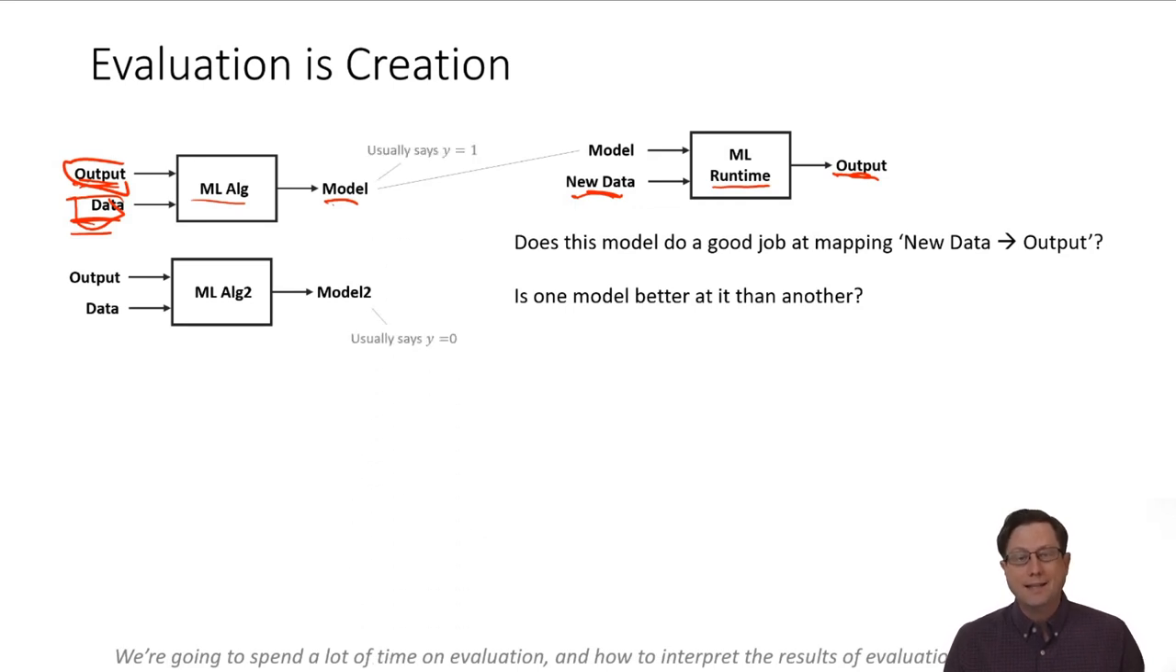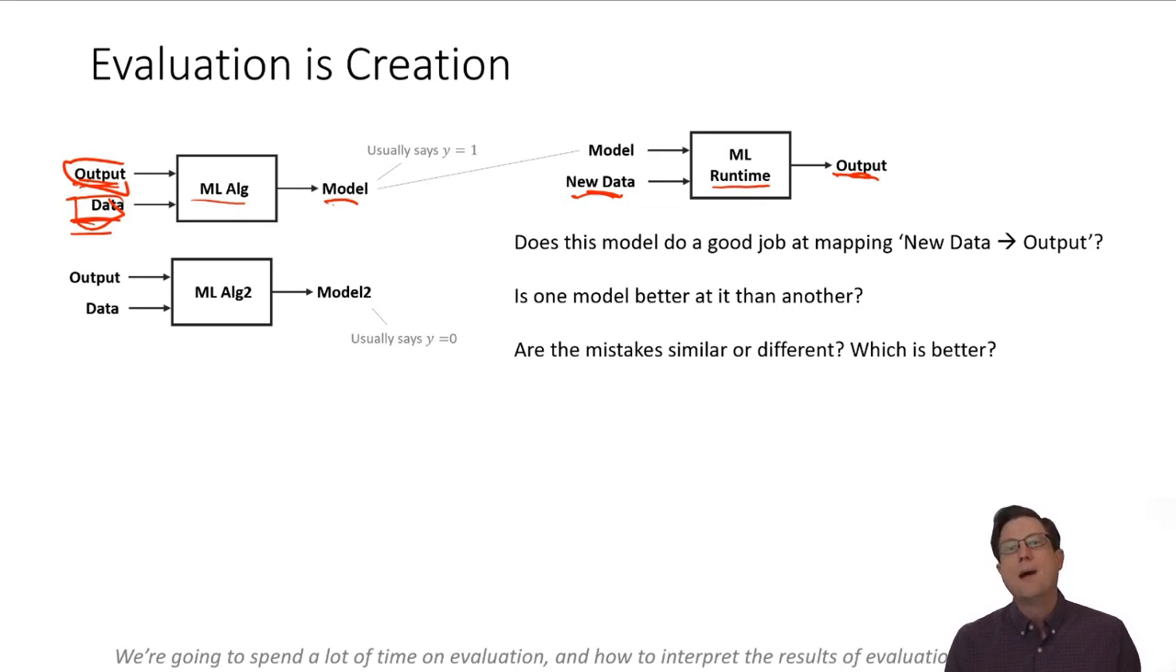And let's say that the models behave very differently. Maybe their accuracy is very similar, but model one, whenever it makes a mistake, tends to make a mistake by saying that y is one instead of saying that y is zero. Whereas model two, when it makes a mistake, tends to say y is zero when y is actually one. Those are very different types of mistakes. And part of evaluating models is knowing, are the mistakes similar or different? Which are better for my application? Because a particular type of mistake might be very expensive, while another one might be very cheap.